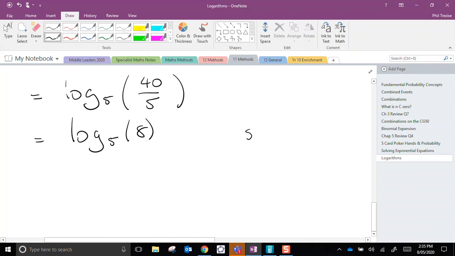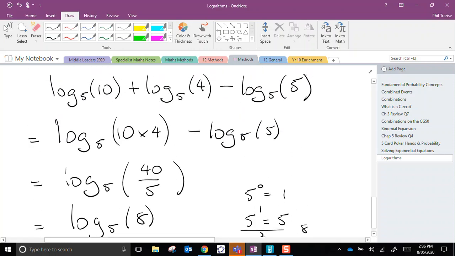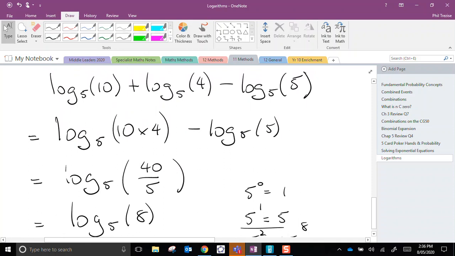Now, I could estimate, of course. 5 to the power 1 is 5. I'll start even further down. 5 to the power 0 is 1, and 5 squared is 25. Now, my number 8 sits in here somewhere, so the answer to this on a calculator would be somewhere between 1 and 2, but that's about the best I can do without a calculator. I would stop there for this question, because that's the simplified version of what you started with.